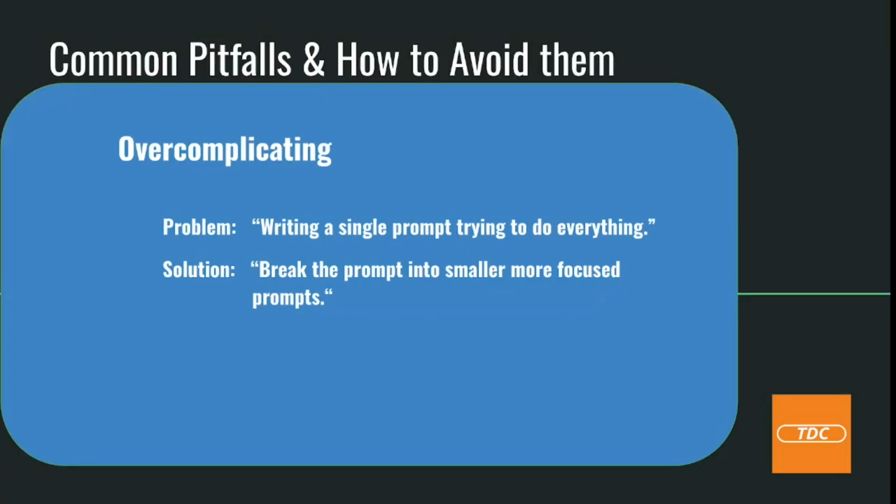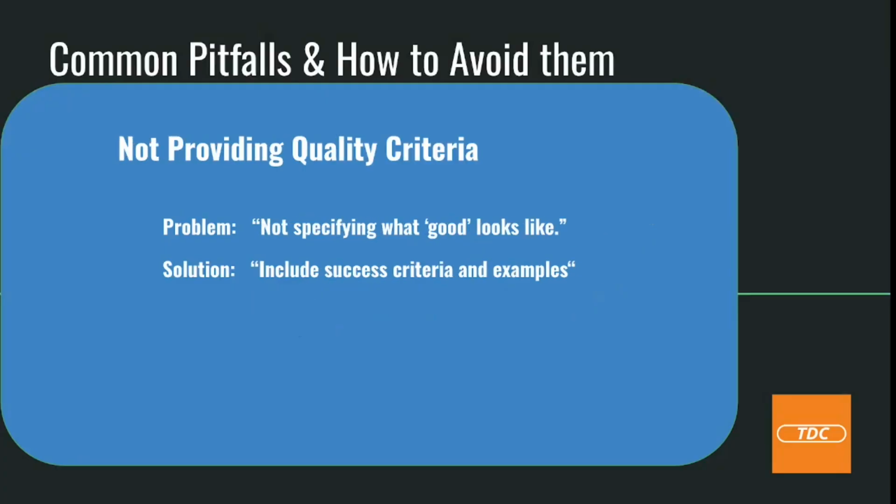The next pitfall could be overcomplicating. The problem is you're writing a single prompt and you're trying to do everything. The solution to that would be to break the prompt into smaller, more focused prompts, and in each of these smaller sections provide as much detail as necessary to get the most accurate and specific response that you're looking for. Another pitfall is not providing quality criteria. If you're not specifying what good looks like, then you may not get the result you're looking for. So include success criteria and examples if you can.